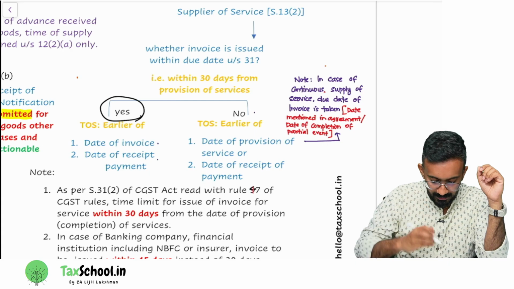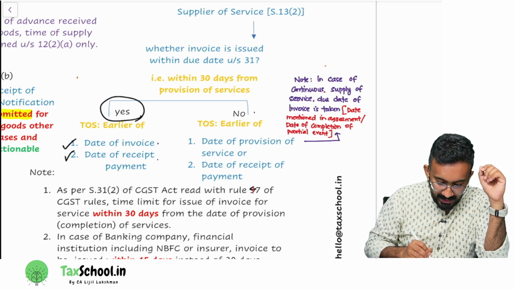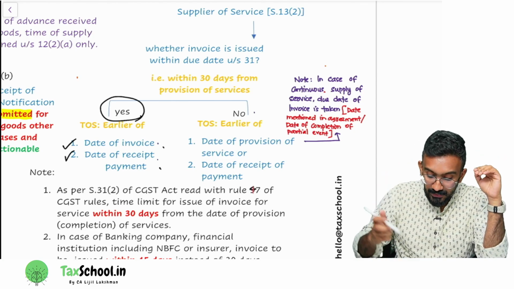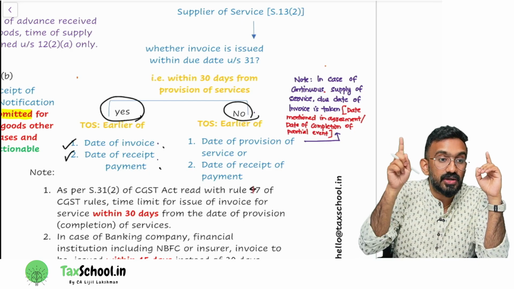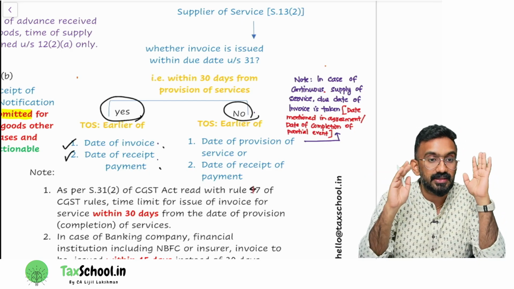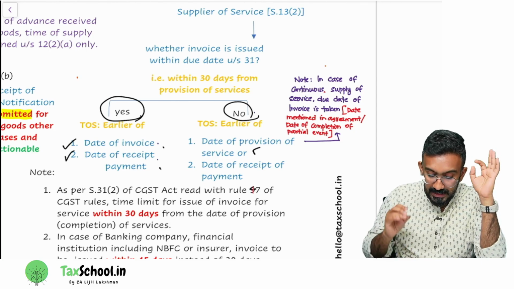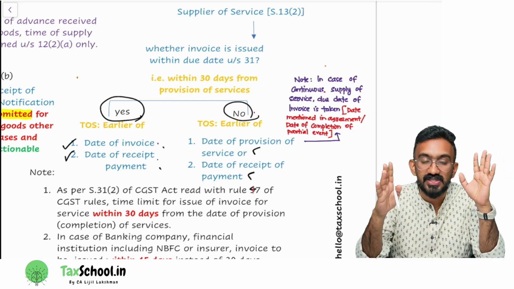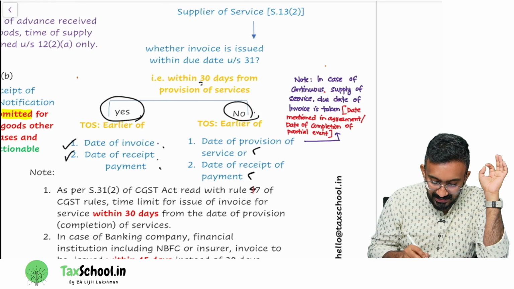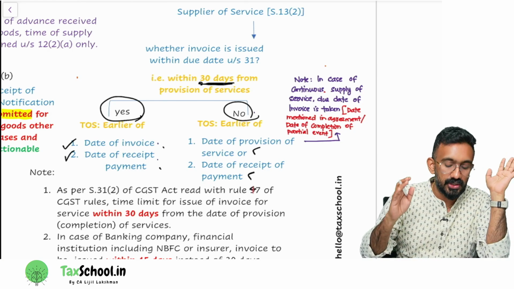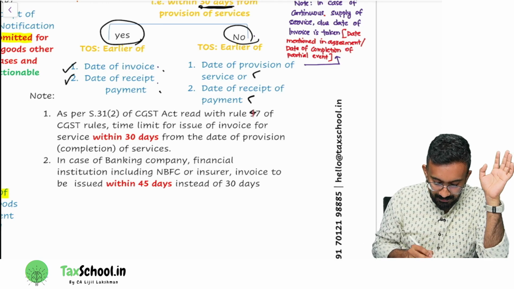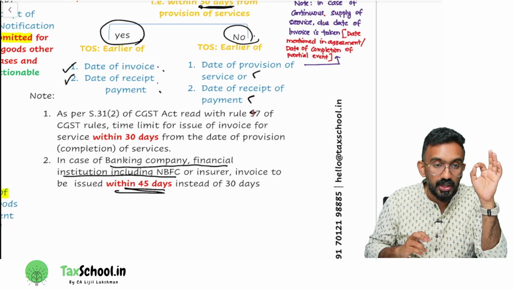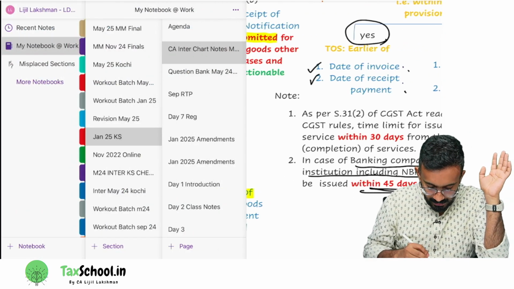And your time of supply would be invoice date or payment date, whichever is earlier. There is no omission of payment here in service. If your answer is no, which means you did not give the bill within 30 days after completing the service, then you compare the date of provision of service, that is the completion date, and date of receipt of payment, whichever is earlier. So 30 days, did you issue the invoice, is the question that you are asking. However, if it is a banking company, financial institution, NBFC and all, instead of 30 days, you can look at 45 days. I'll look at a question for that also.